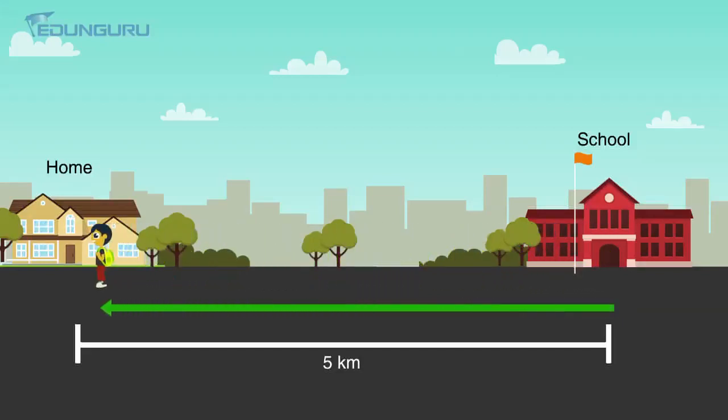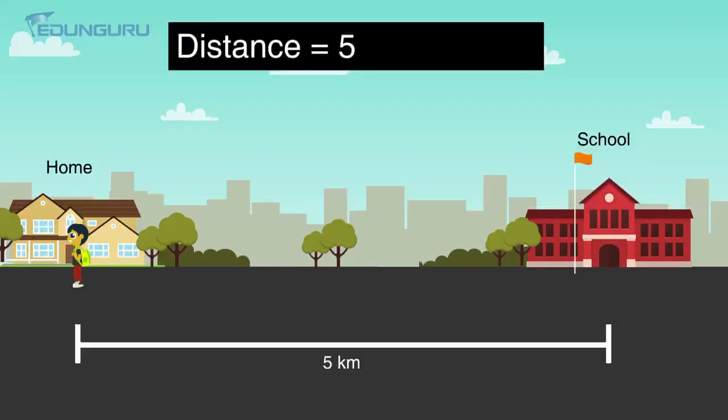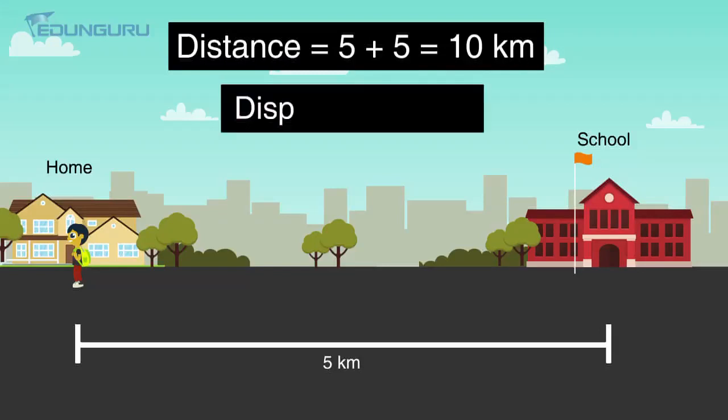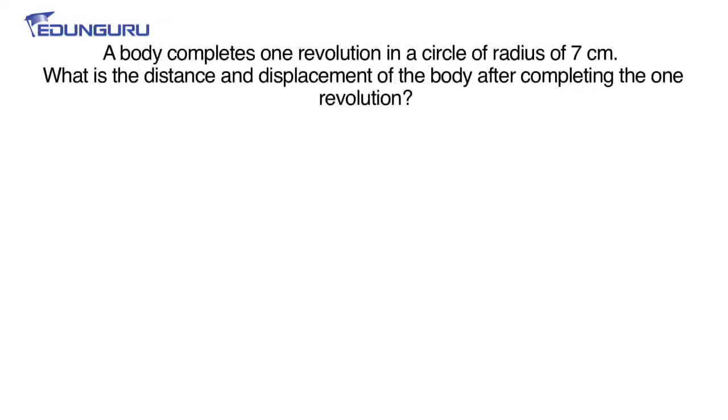You came back home. Now, what is the distance? 5 plus 5, 10 kilometers. What is the displacement? 0, because you started from home, again reached home. So this was the second case as an example. Now let us move to the second numerical.